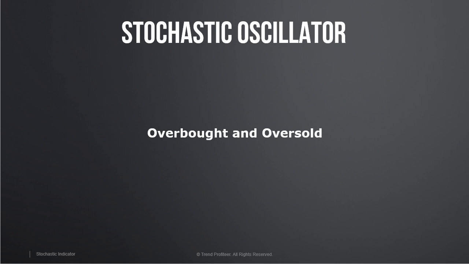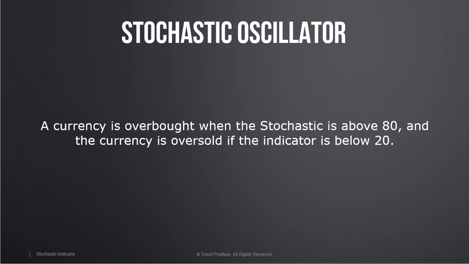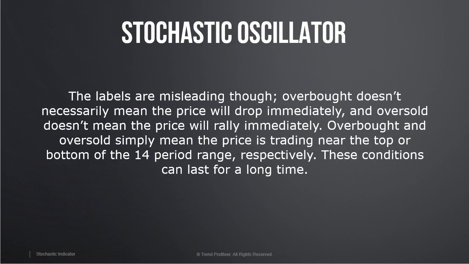Overbought and oversold. So typically the stochastic oscillator has been used to find overbought and oversold points in the market. A currency is overbought when the stochastic is above 80 and the currency is oversold if the indicator is below 20. Now we've modified it a little bit in the profiteer system to 85 and 15 for overbought and oversold. But the labels are misleading.